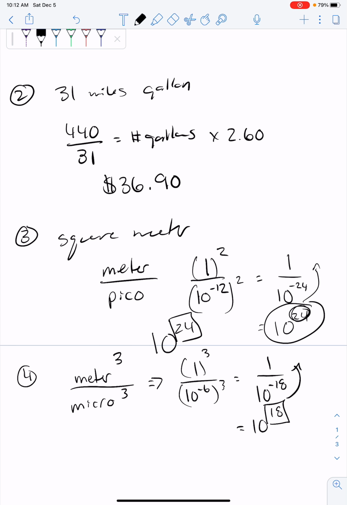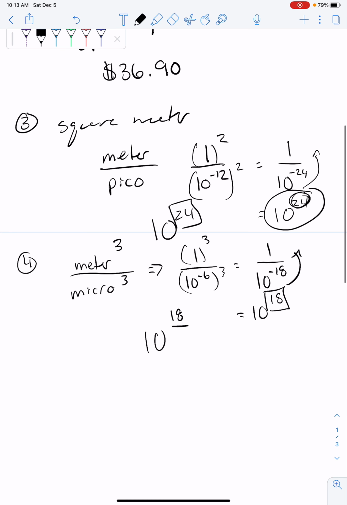Or 10 to the 18th times as large. It's going to give you a 10 with a blank right here. You're going to put in 18 because it's 10 to the 18 times as large as a cubic micrometer. All right, number 5.